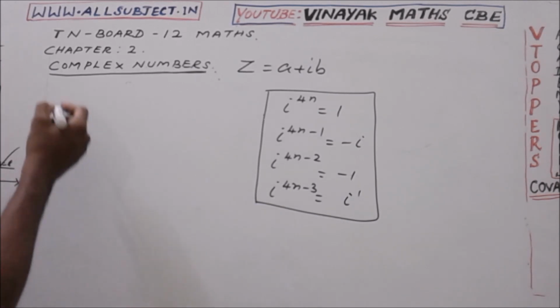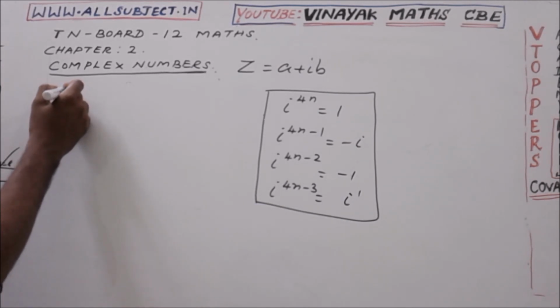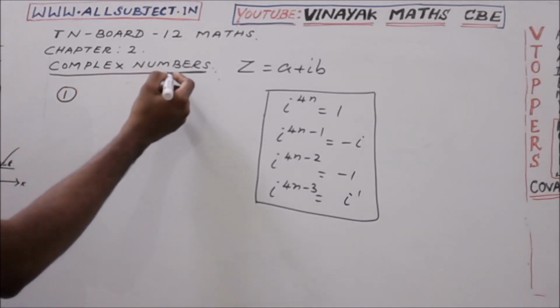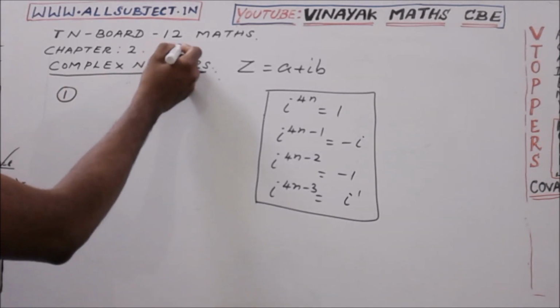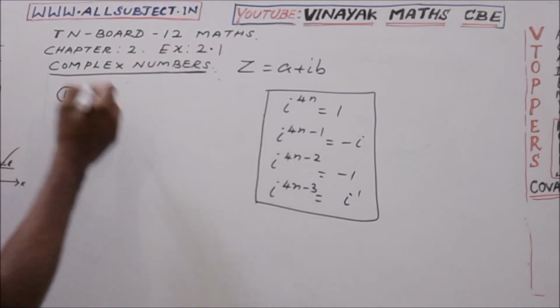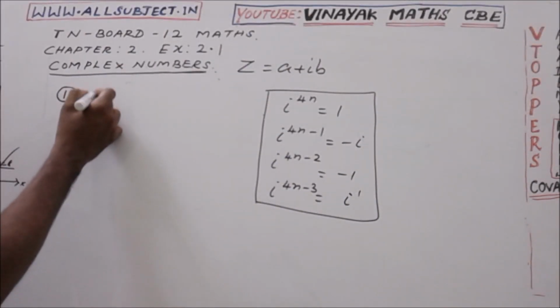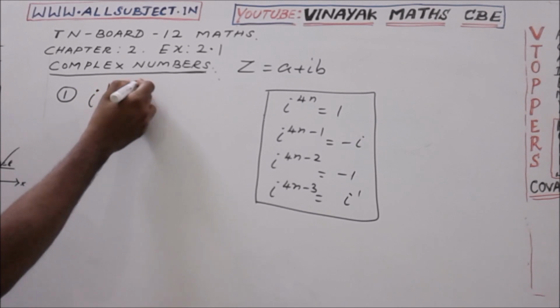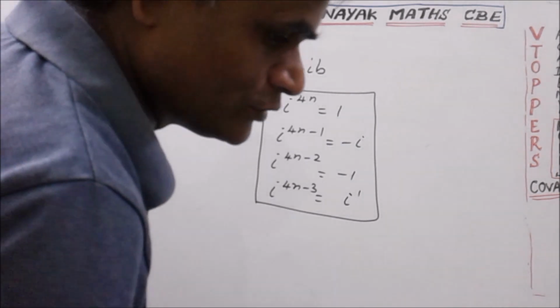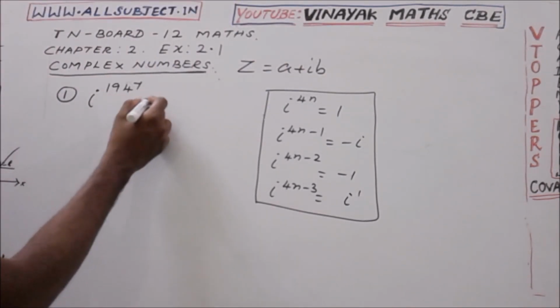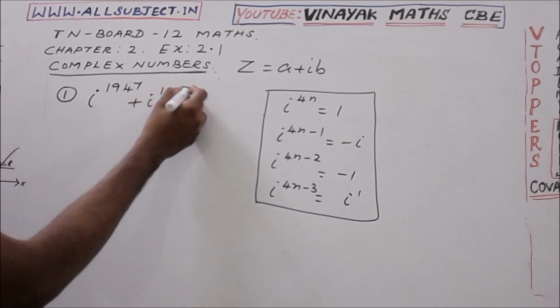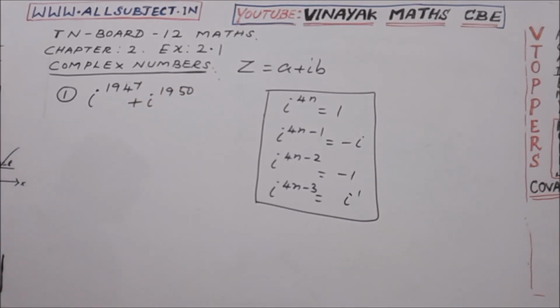Question number 1 in Exercise 2.1: i to the power 1947 plus i to the power 1950. Here we have i to the power 1947 and i to the power 1950.